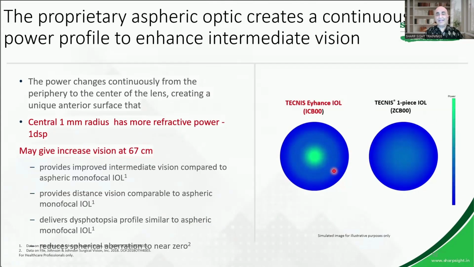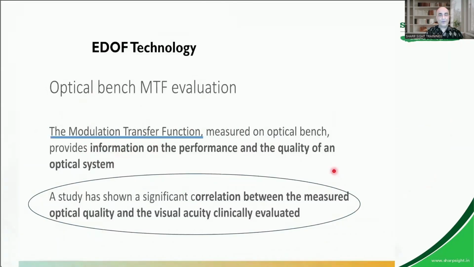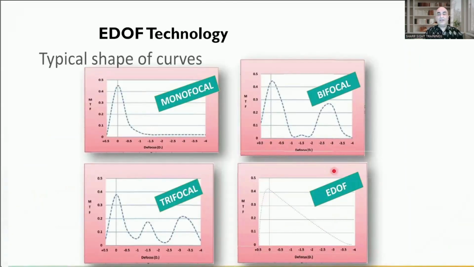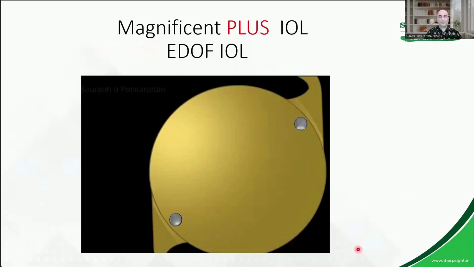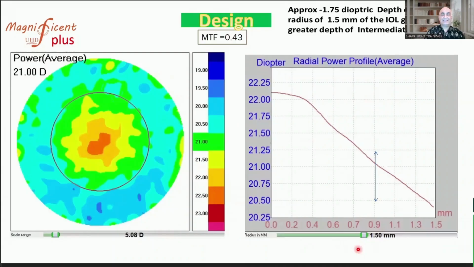Now this is an eye-hands. An eye-hands gives you a near add of nearly 1 diopter in the center, slight myopia in the center. Now the EDOF lens, as you see, has a smooth zone of defocus here, and the MTF curve is very smooth with a larger area underneath it, which means it gives you a larger depth of focus without loss of much contrast. So the Magnificent Plus EDOF lens is identified by those two small little ports here.